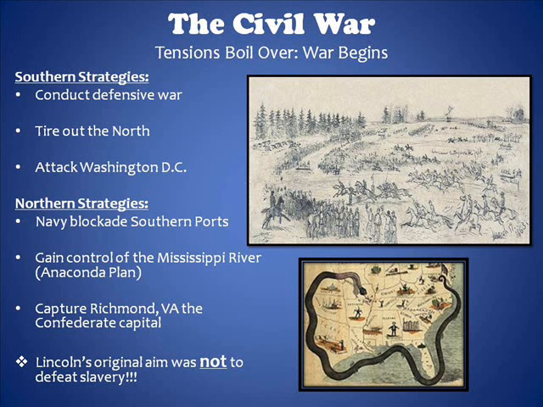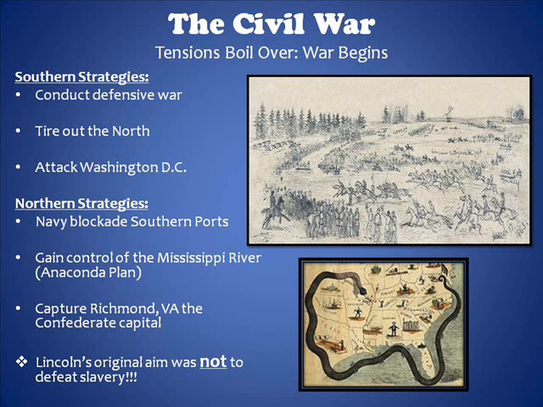Now, in this war, the southern states had a few strategies. First, it was to conduct a defensive war. Wear out the North. You don't have to go in and advance and take a ton of their land. Just hold the land that you have, wear them out, and eventually they will give up. They just wanted to tire them out. And they wanted to attack and capture the capital of the Union, Washington, D.C.